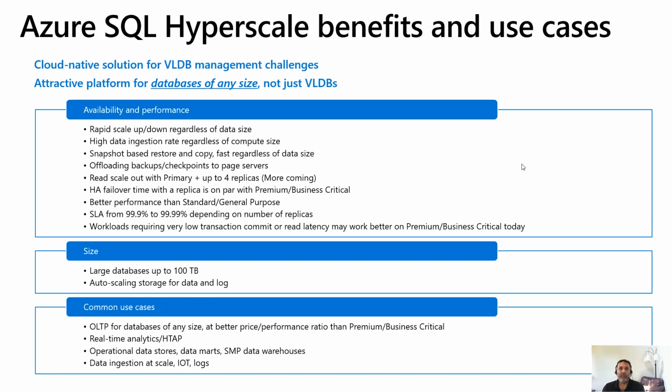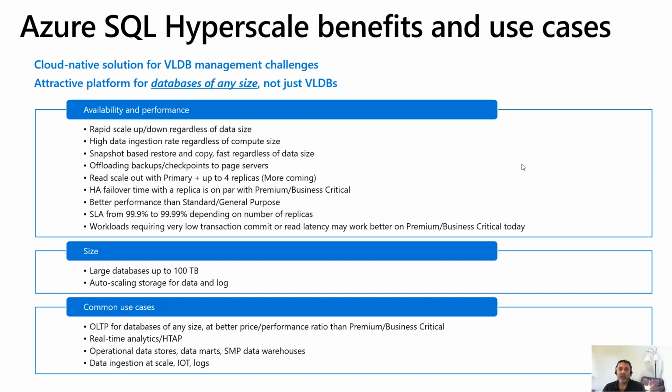And then from an HA perspective, failover time is on par with business critical. So we are talking in the seconds to failover in case of an outage or patching or upgrade. The performance, by and large, is better than standard or general purpose because of multiple layers of caching, which we'll cover in the architecture. And we have SLAs that range from 99.9 to 99.99%.